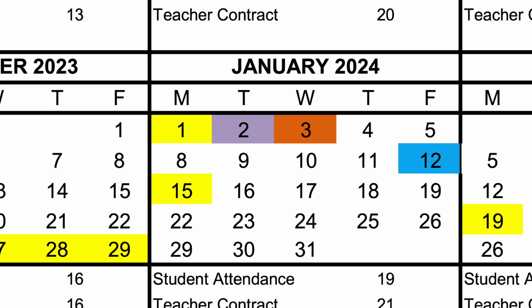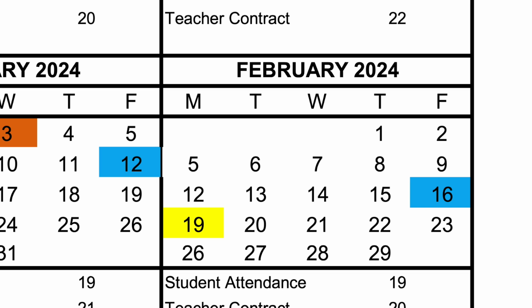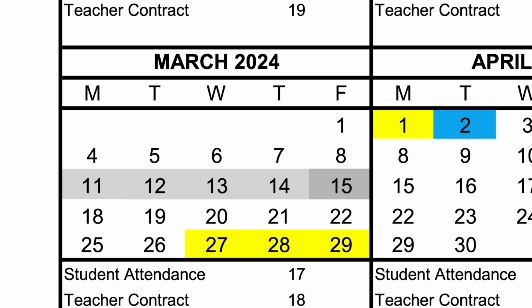Friday, January 12th is a teacher PD day, with Martin Luther King Day being on January 15th. So we have a 4-day weekend in there. In February, you have a teacher PD day on February 16th, with President's Day being February 19th. And again, that ends up being a 4-day weekend for our students. Once you move into March, from March 11th through March 15th, that is the week of parent-teacher conferences. Therefore, on March 15th, students would not have school that day.